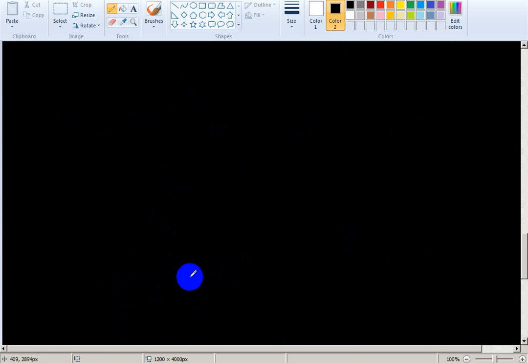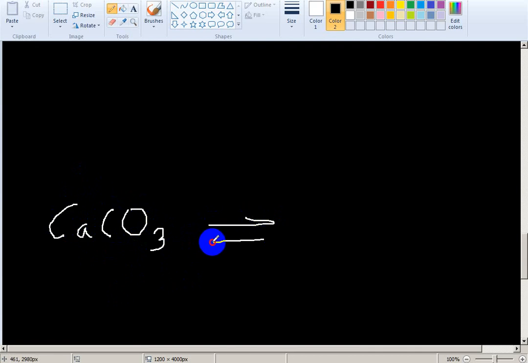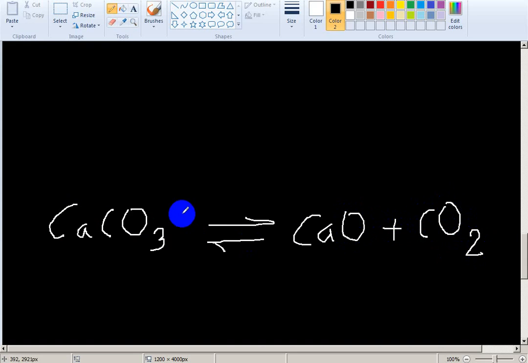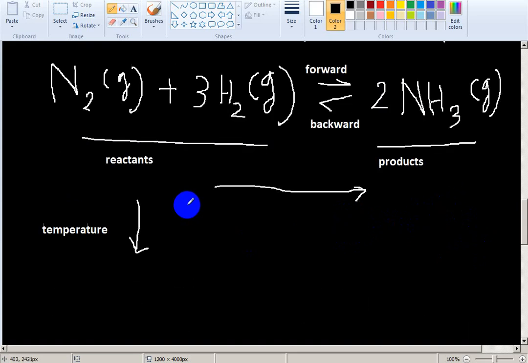Now I show the endothermic reaction. Can you give an endothermic reaction example? Okay, calcium carbonate breaking. This is an endothermic reaction. Do you know these things? Endothermic reaction.